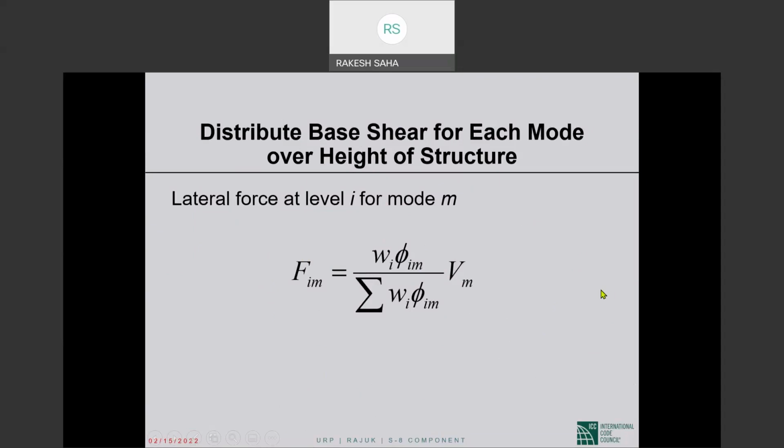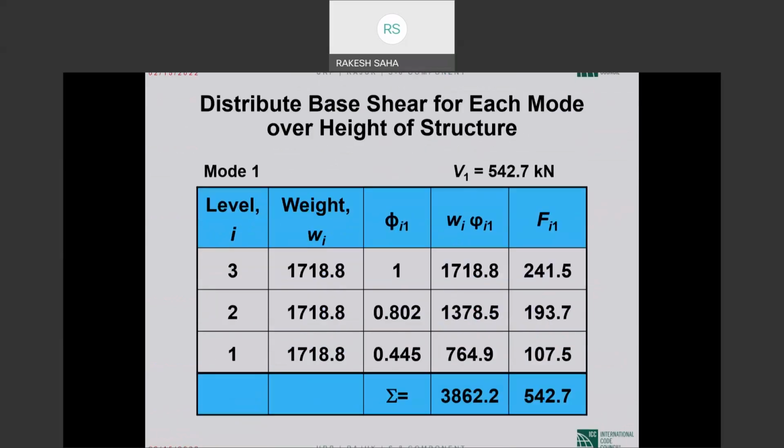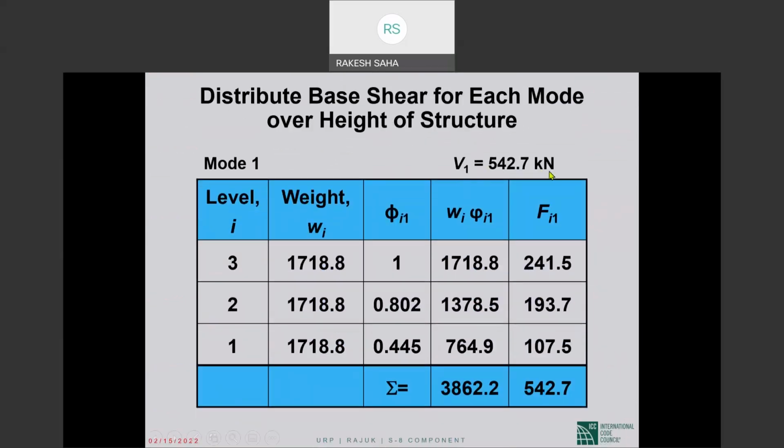The second mode base shear will be distributed along the height of the structure according to the second mode shape, and the third mode base shear will be distributed along the height of the structure according to the third mode shape. Okay, so the first mode base shear of 542.7 kilonewtons distributed along the height according to the first mode shape gave us those forces at the three floor levels, the two floor levels and the roof level. The addition of the three is 542.7.